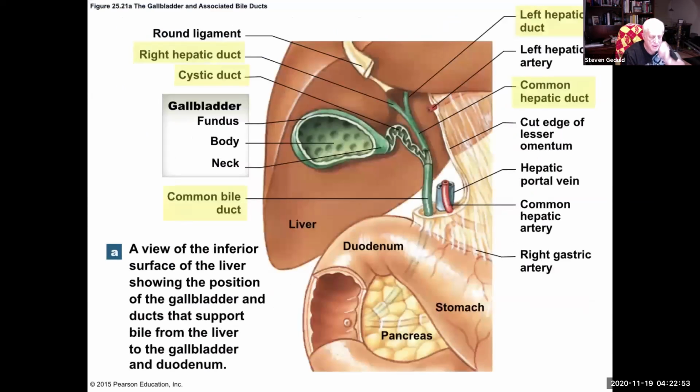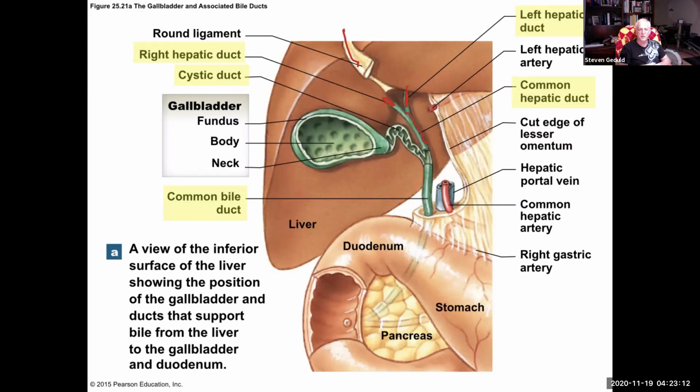Okay. So this is what it looks like. This is your liver. Again, this is your round ligament up here. You can see that. Okay. So this is the right hepatic duct. This is the left hepatic duct. And it feeds into the common hepatic duct. That's coming out of the liver.